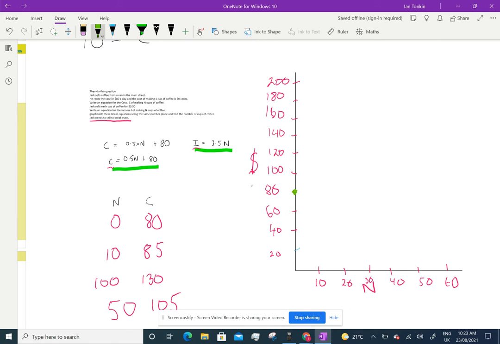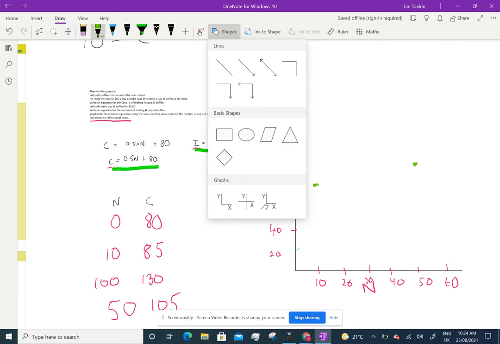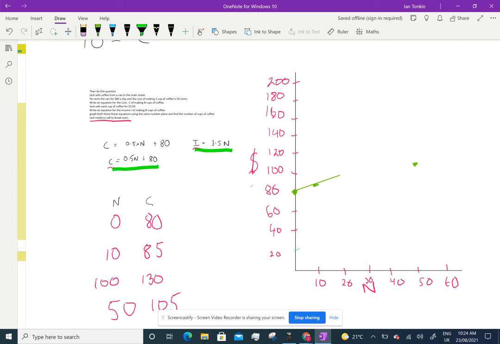So I've got 0 and 80. There it is. I've got 10 and 85. That's really hard to plot. Be about there. And I've got 50 and 105. So what's that? It's about there. So this is not very accurate. It's very hard to get very accurate. And I'm going to join that line. And there it is. So they're my costs.